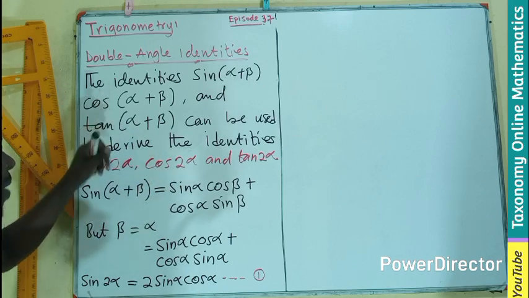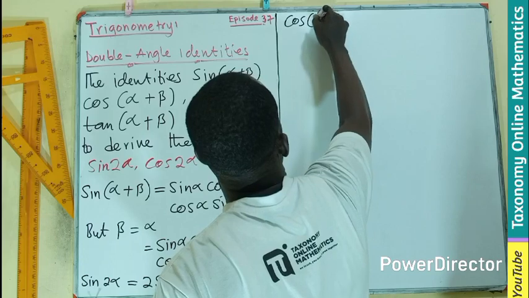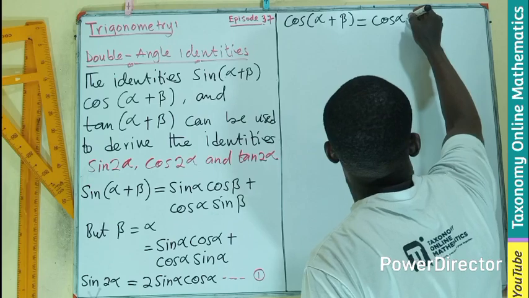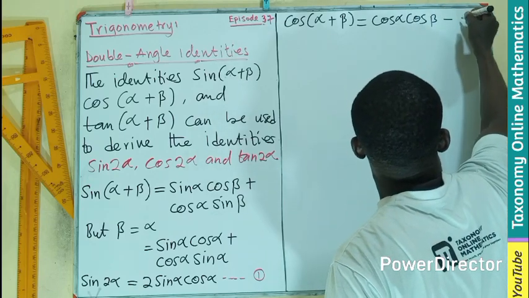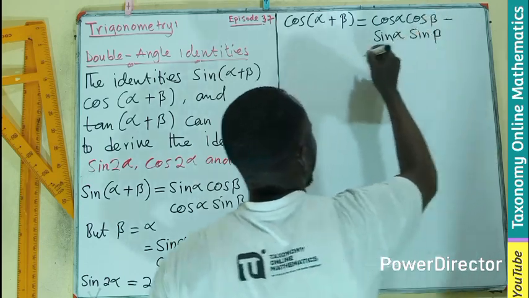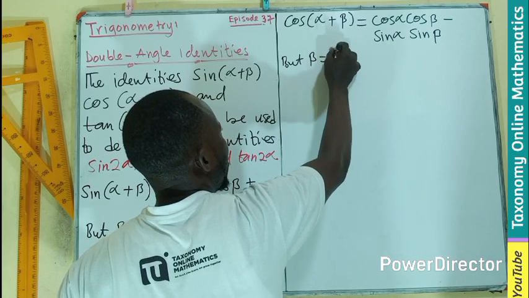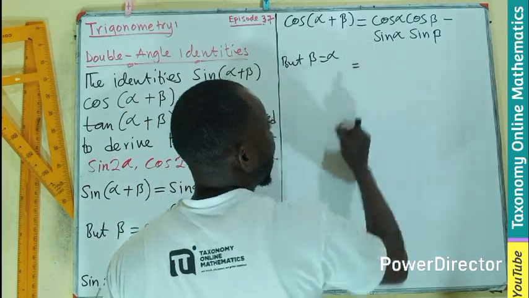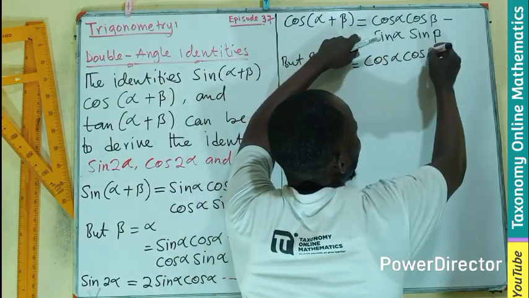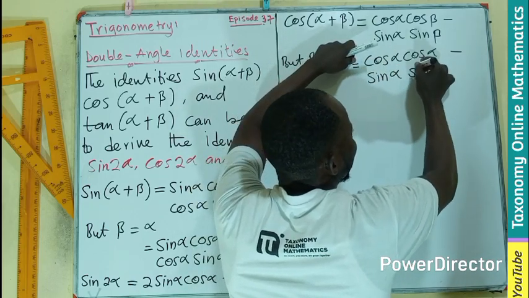Then we can take this by also picking the compound angle for cos. So cos of alpha plus beta expanded to be the cos of alpha, the cos of beta, minus the sine of alpha, the sine of beta. But if we let beta be equal to alpha, that means this still remains cos alpha, cos alpha, minus sine alpha, sine alpha.